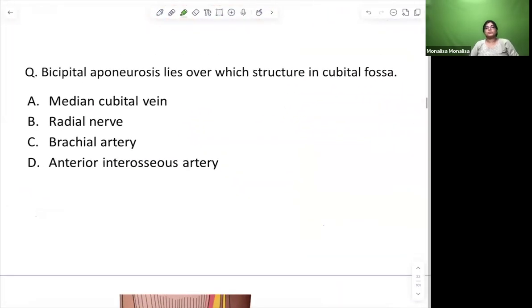Now, the bicipital aponeurosis is covering which structure in the cubital fossa? Manasi, Sai, Chirag, Harshvardhan, Akshay. Bicipital aponeurosis is located in the cubital fossa. It is covering one artery and one nerve.